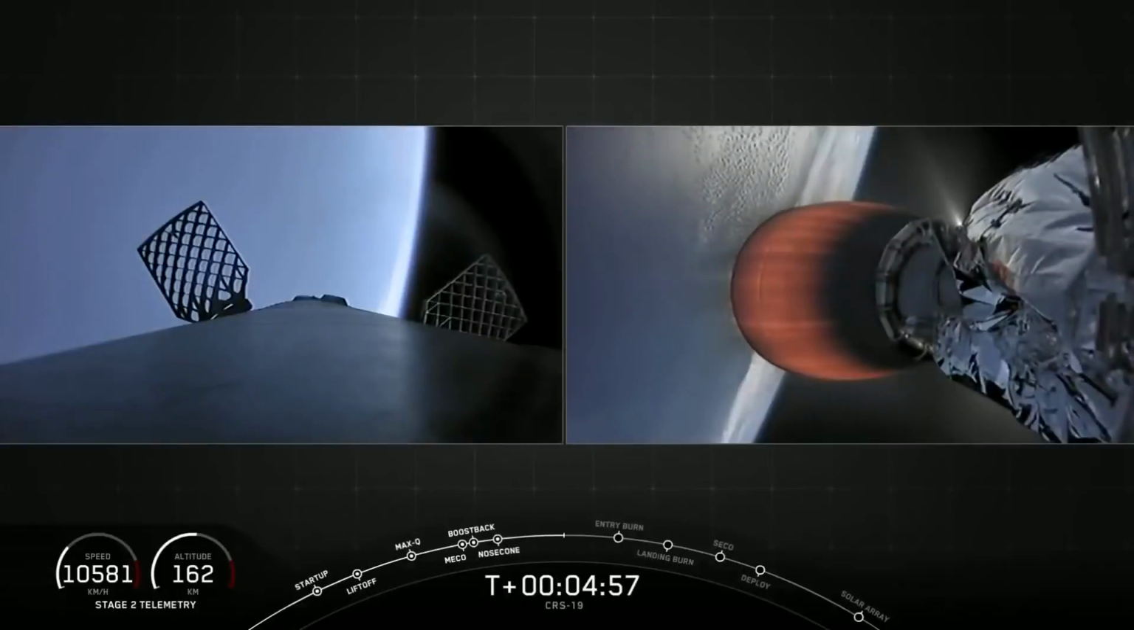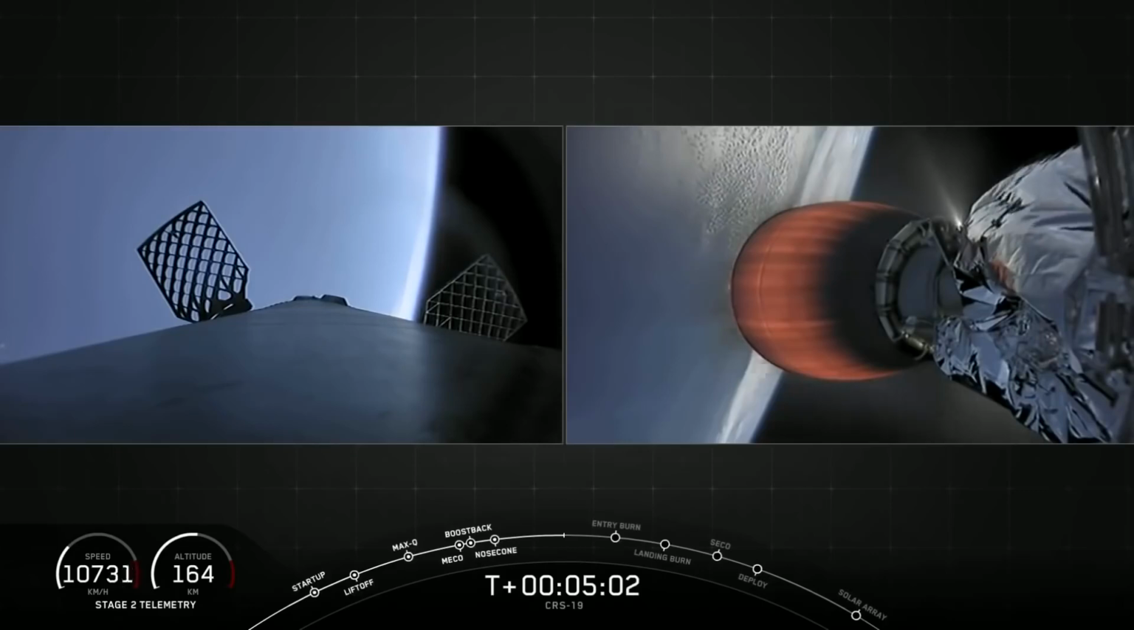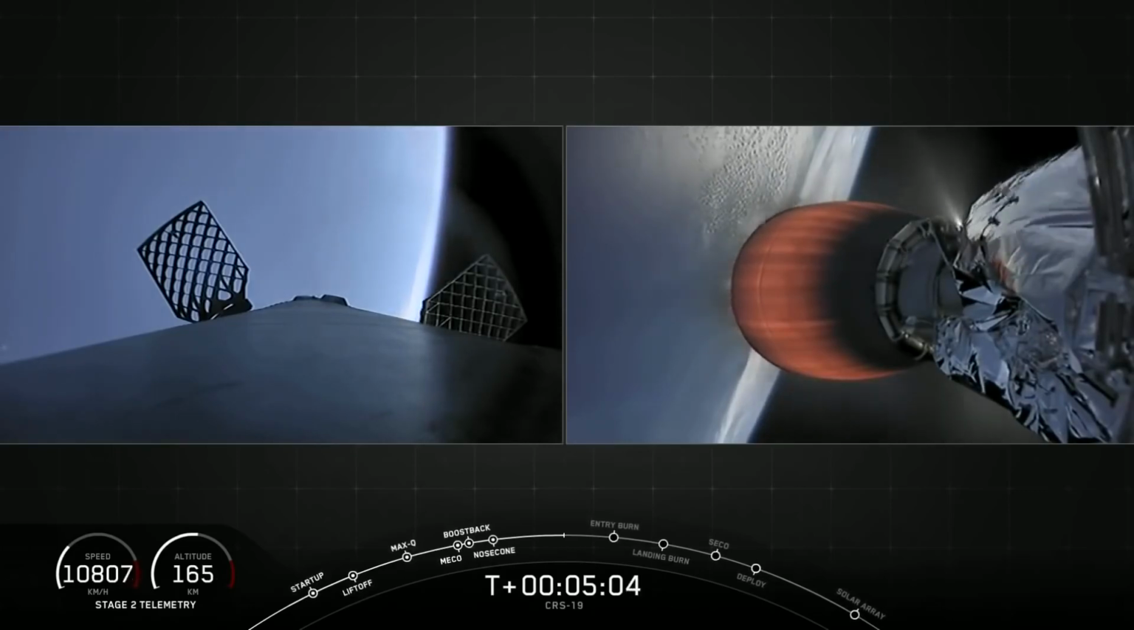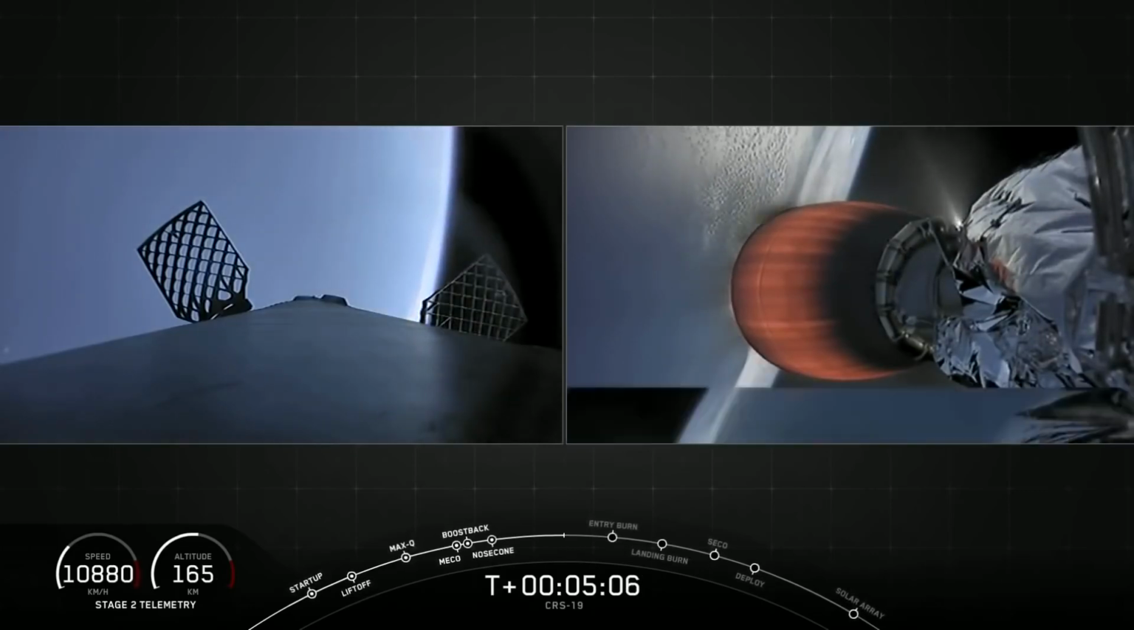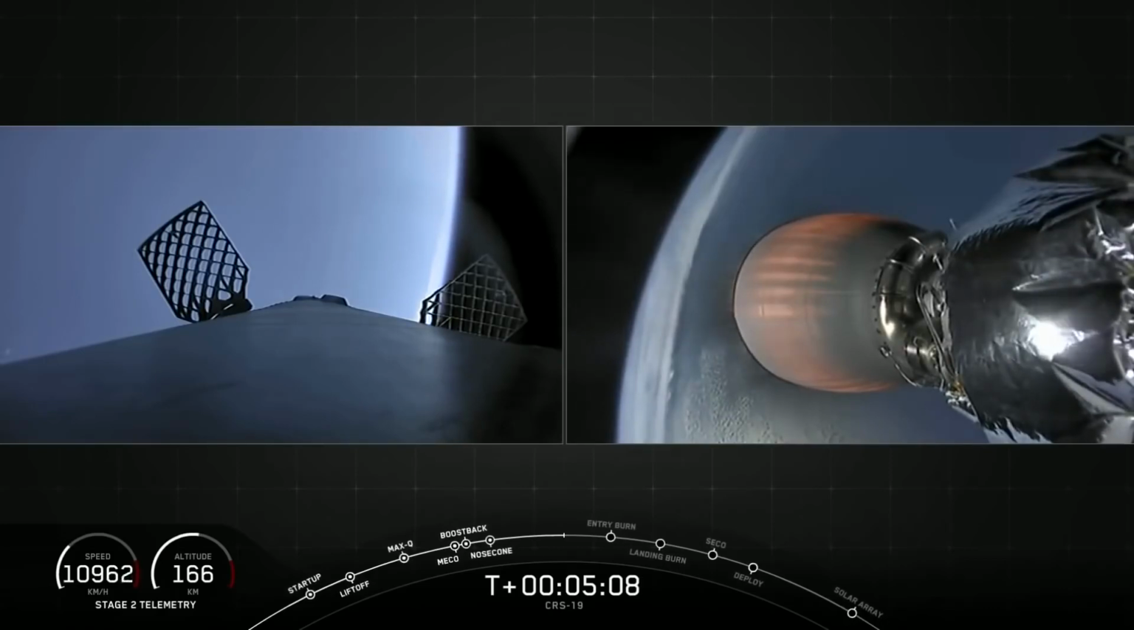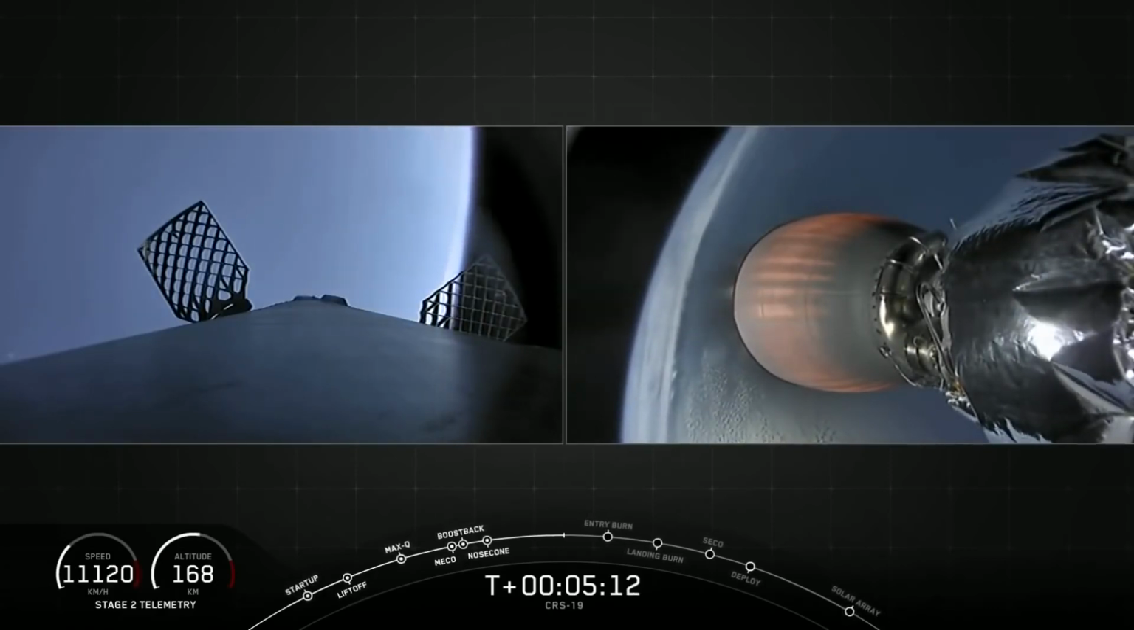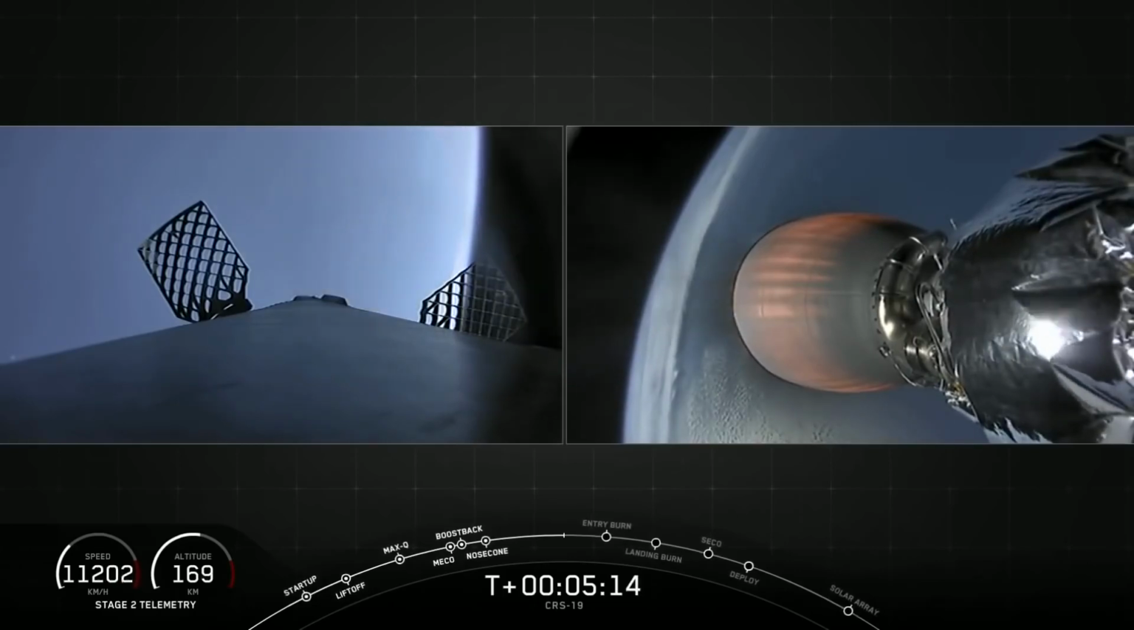We are at T plus 5 minutes, and the second stage is on its way to drop off Dragon into its targeted orbit. As a reminder, the first stage had an on-time launch today at 12:29 p.m. Eastern Time, just a few minutes ago, and a nominal ascent. As I mentioned earlier, you see those grid fins deployed on the left side.